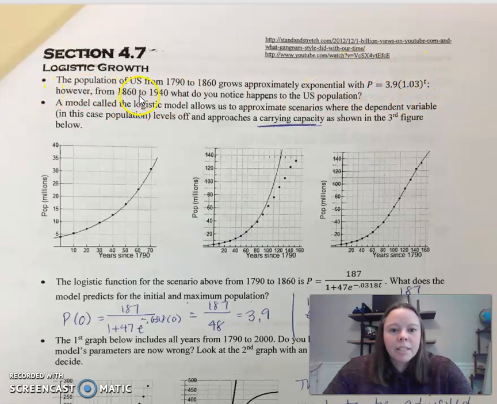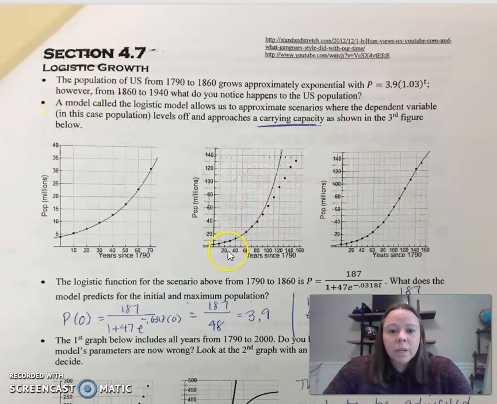However, from 1860 to 1940, what do you notice happened? So this is the data from 1790 to roughly 1860 here. That's the data. But then if we expand it, you'll notice our exponential function that's right here is not fitting our data very well anymore. And if you think about it, we don't want the United States to keep growing exponentially. We need it to, what we say, level off.